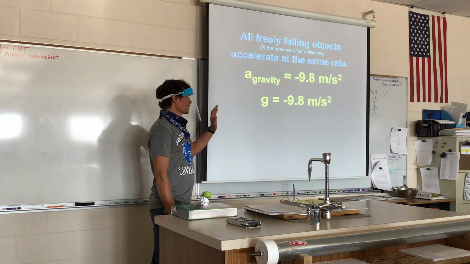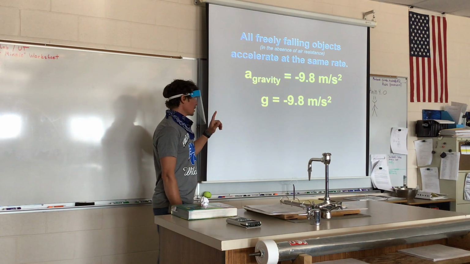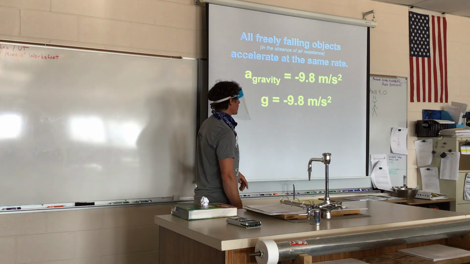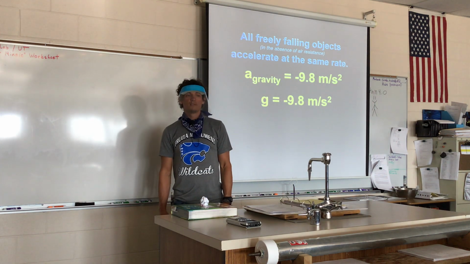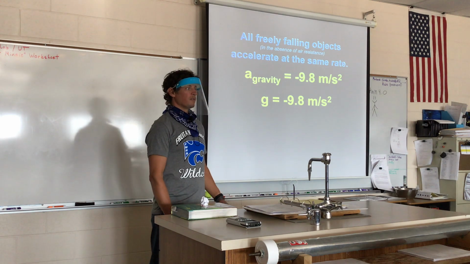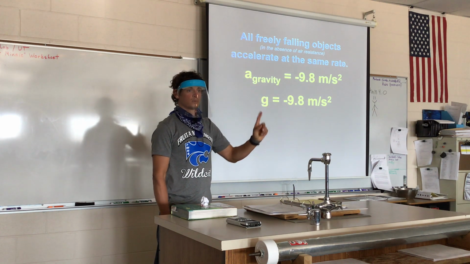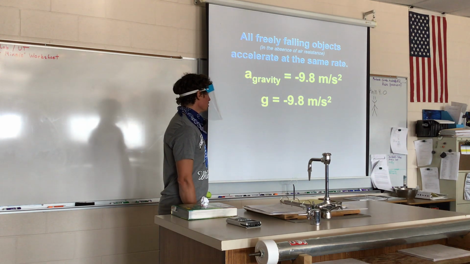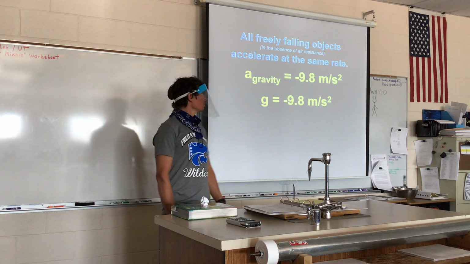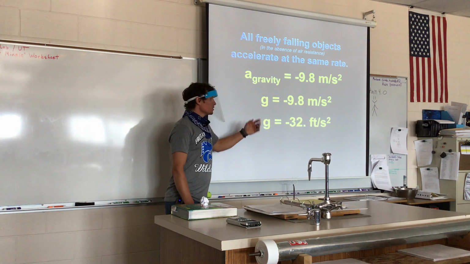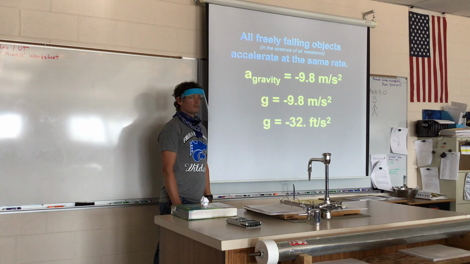Sometimes we will call this little g. Little g, we'll say that all the time. Little g is negative 9.8. Now the negative part: we put the negative in there because in physics we like to call the down direction negative and up positive. It helps us all stay on the same page with directions, because these are all vectors. Direction matters. Here's little g in a different unit, negative 32 feet per second squared.